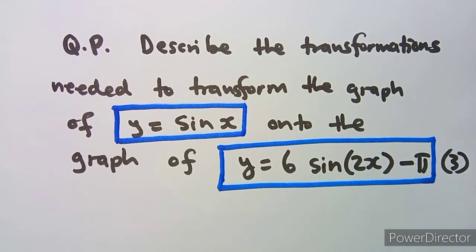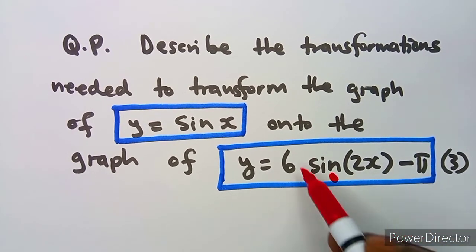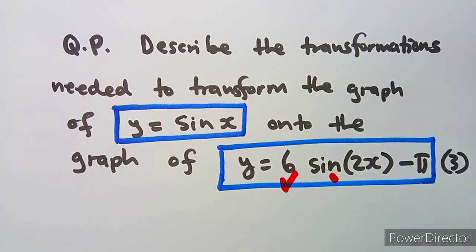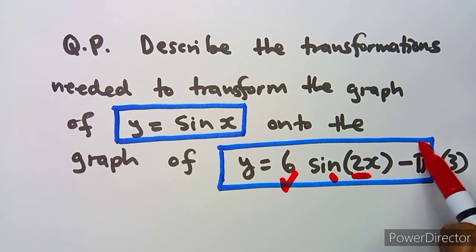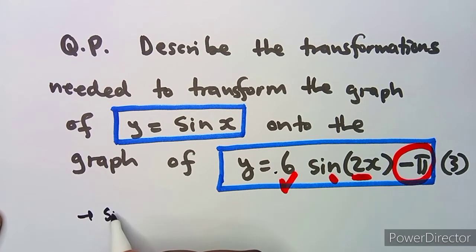So take note, all you need is to locate your sine x, which is this one. So what happened? As you can see, there's a 6 here. There's this 2x. It was sine x, but there's now 2. So there's a transformation here. There is a minus pi, which is involved there. So which transformations are you talking about? The 6, definitely. This one is a stretch, as usual.